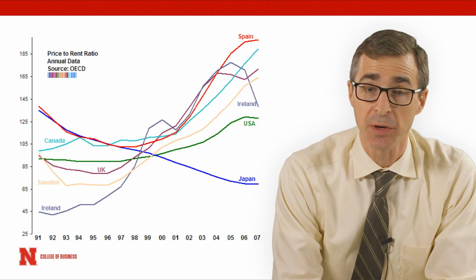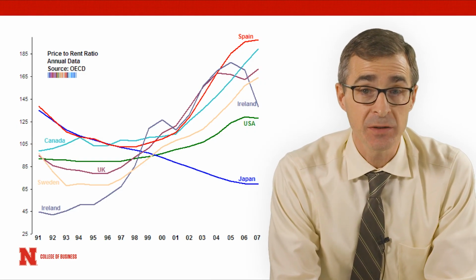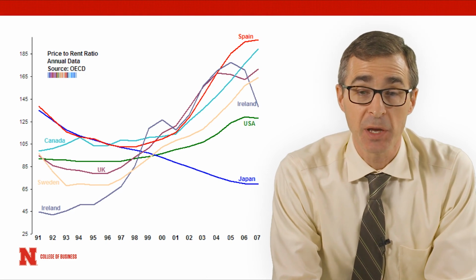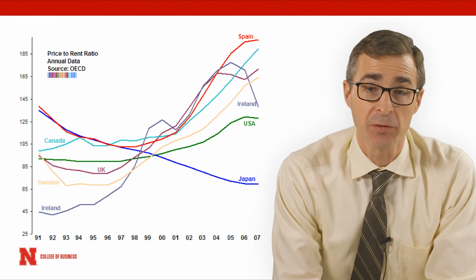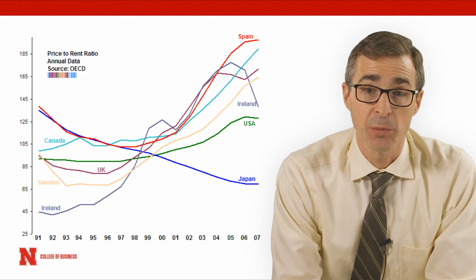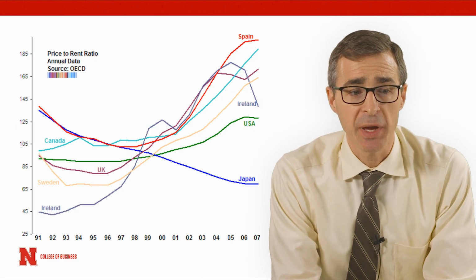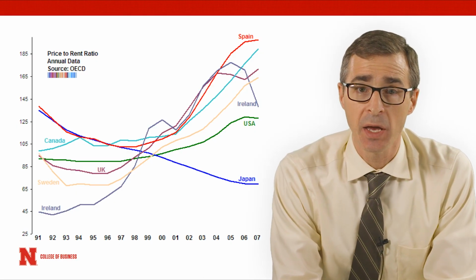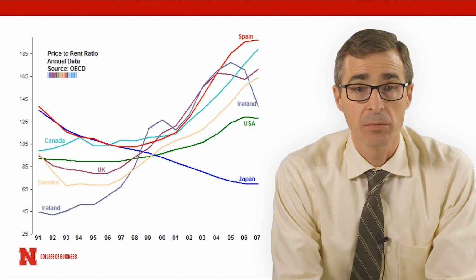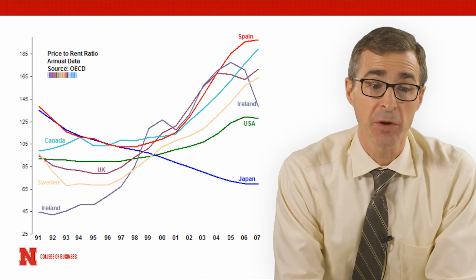In fact, the only country, or one of the few major economies, where this didn't occur was Japan. Mainly because Japan was and still is recovering from a gigantic housing and financial bubble that occurred in Japan in the late 1980s. But if we look here, Spain, Ireland, Canada, the UK, and the US all experienced dramatic price increases. All of those were attributable to a number of underlying economic forces.